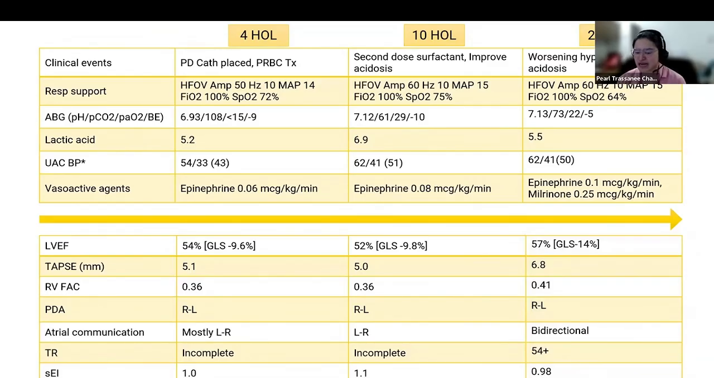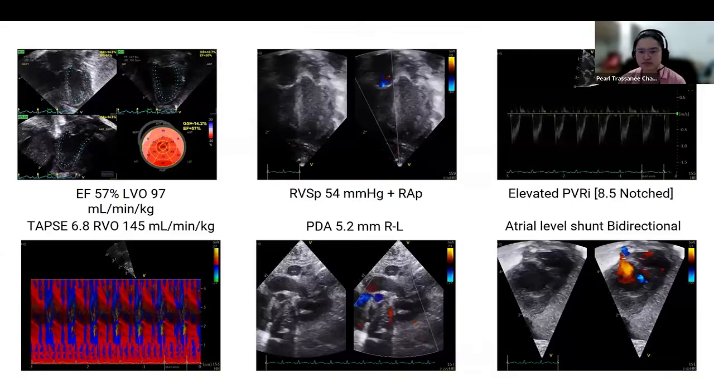However, at 27 hours of life, the patient again developed worsening hypoxemia and lactic acidosis, as you can see here. Based on his clinical trajectory, as well as his chest x-ray findings, it was difficult for us to delineate the underlying pathophysiology of this severe presentation. A repeat TNE was then performed.